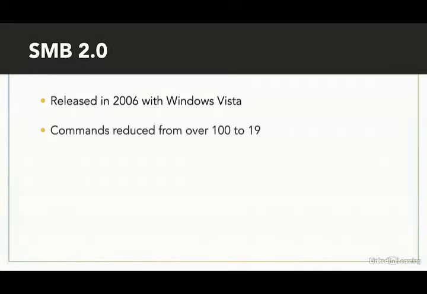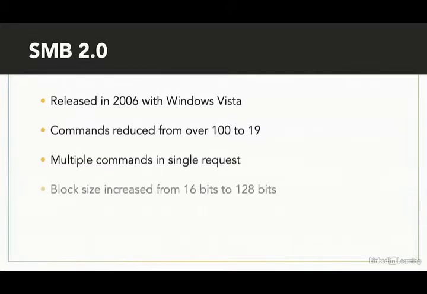SMB 2.0 was released in 2006 with Windows Vista. The supposed chattiness of the protocol was reduced. They took the volume of commands from over 100 to just 19. Multiple commands can be submitted in a single request, further increasing efficiencies. The block size was also increased from 16-bit to 128-bit in some cases, which improves performance in large file transfers.